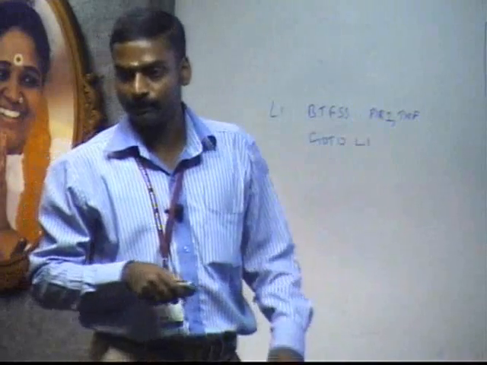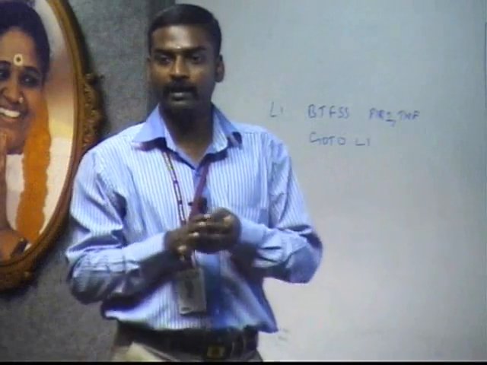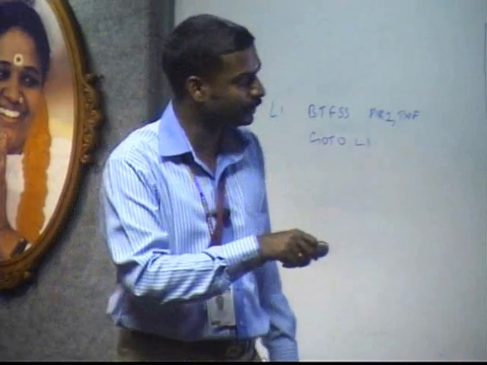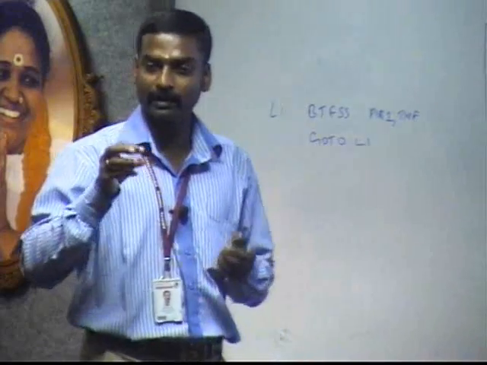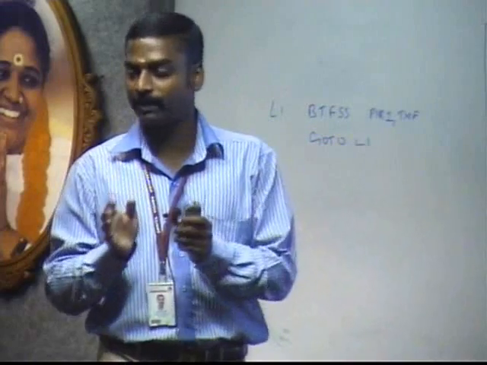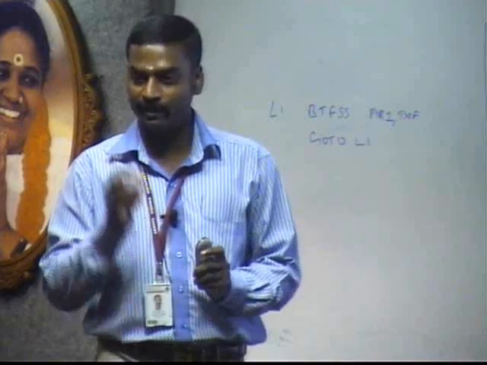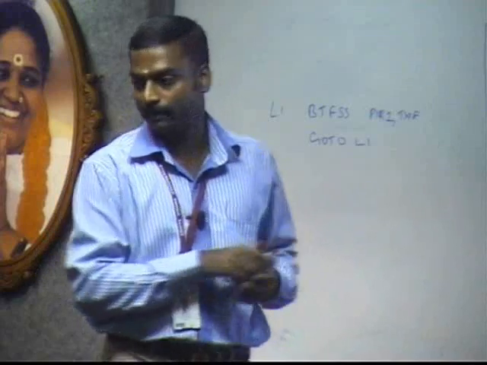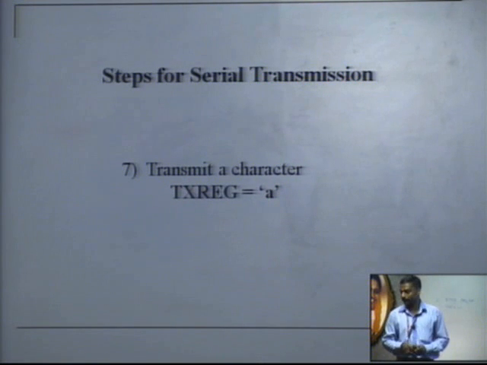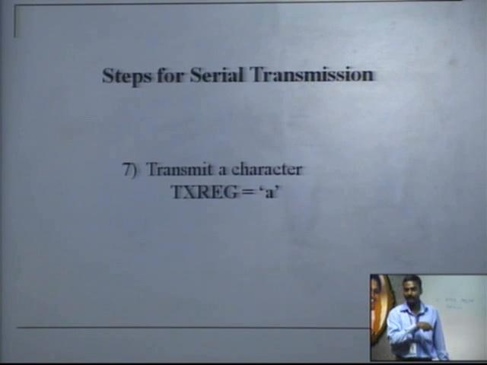This is the last step. When it is ready, you can give your character to a register known as TXREG. TXREG is a register which holds the character to be transmitted. So after finding your USART buffer is empty, you can give the character to TXREG. What is the character to be transmitted? Now I am going to transmit a character A. So if it was in C, I need to transmit a character, that is A. That A should be moved to TXREG. That should be the last statement.